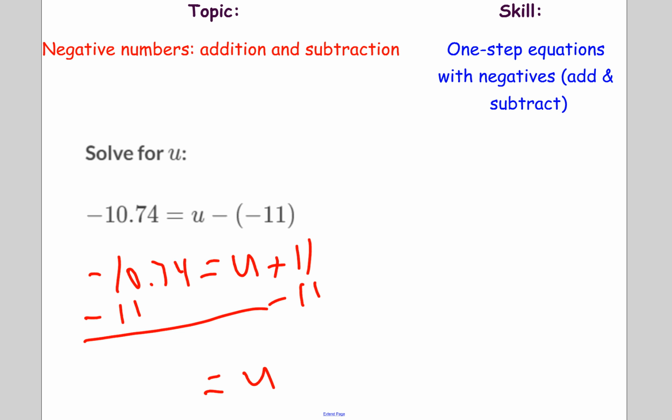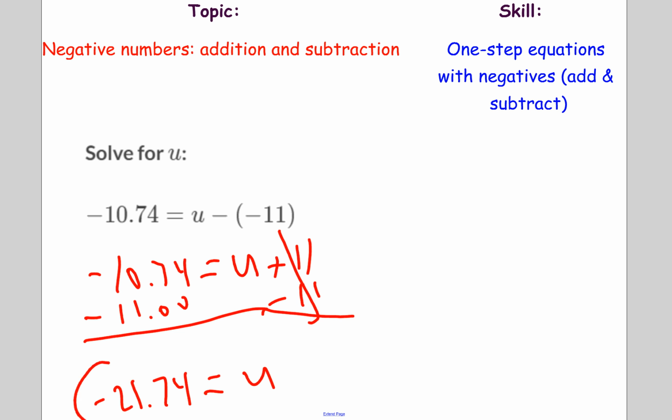It's a little sloppy here. I'll take sloppy over not showing your work any day. So 11 and negative 11 make a zero pair. Negative 10.74 and negative 11, which is really negative 11.00, comes out to, well, it's a negative and a negative, so it's going to be more negative. Negative 21.74 equals u.